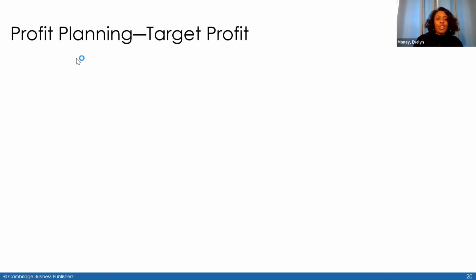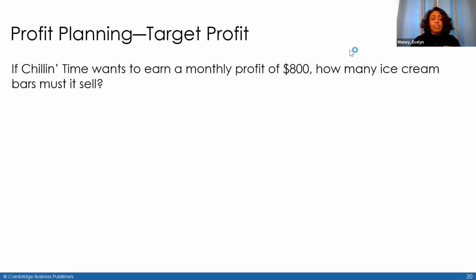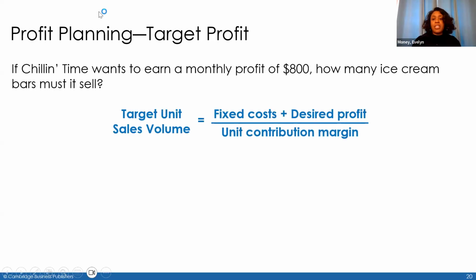Now, we can also use that break-even formula that we just saw, modify it a little bit, and determine how many units we need to sell in order to make a certain amount of profit. In other words, the same thing we did before with the profit equation. Instead of using the equation, we can save some time and use the formula. Now, what if the company wants to earn a monthly profit of $800? How many ice cream bars must it sell?